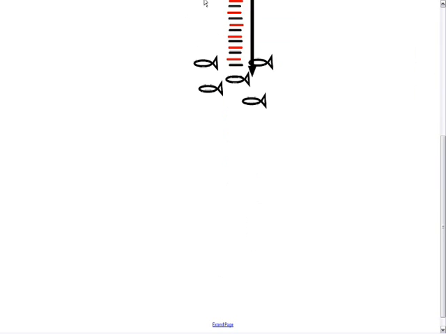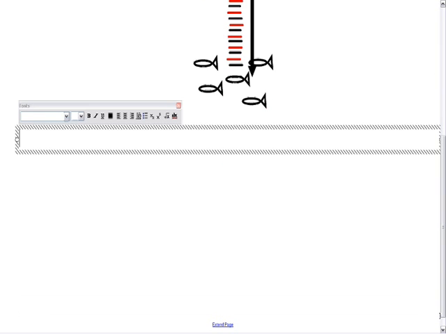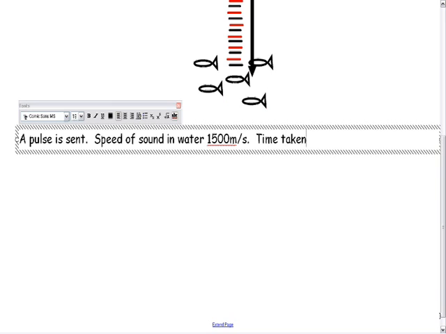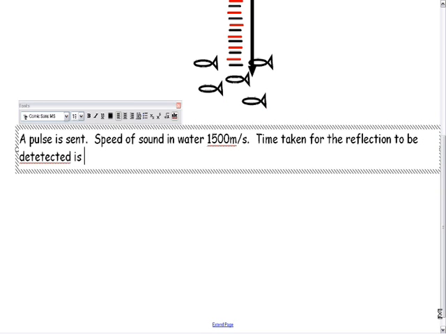Let's say we send out a pulse. The speed of sound in water, let's say it's of the order of 1,500 meters per second, or thereabouts, and the time taken for the reflection to be detected is 1.2 seconds.